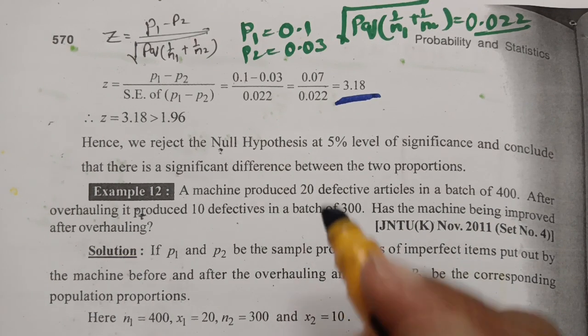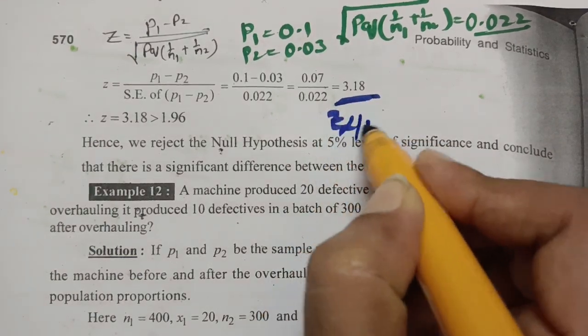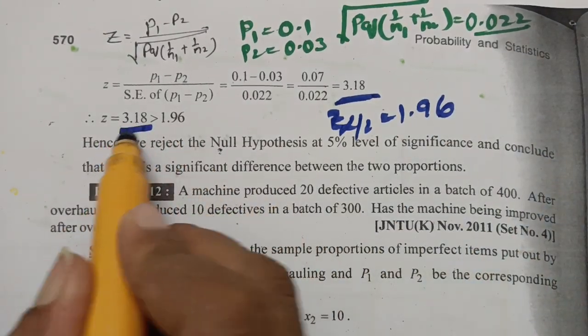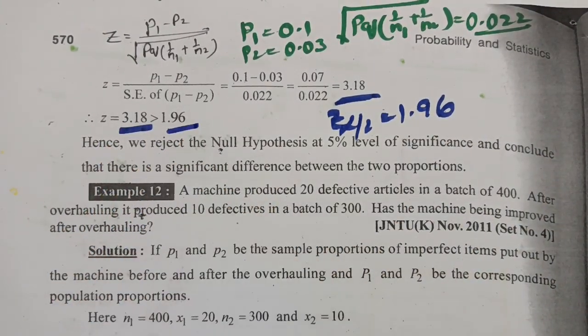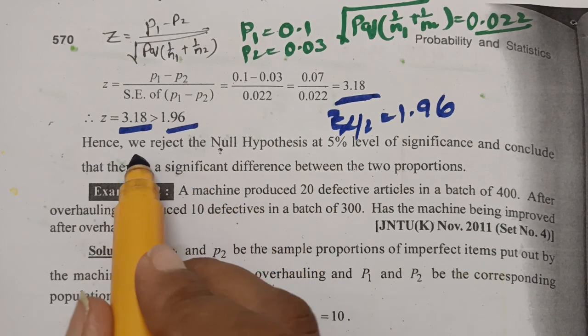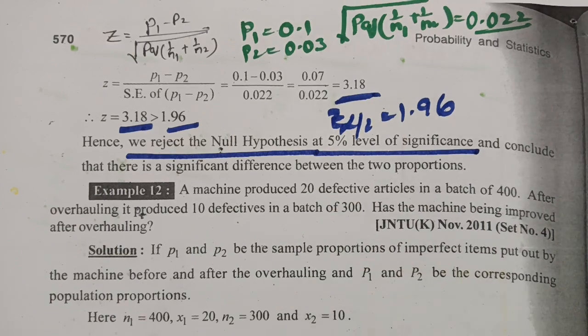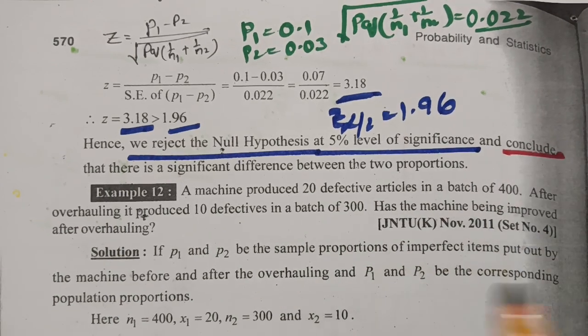So at 5% level of significance, Z alpha by 2 value is equal to 1.96. And here the calculated value is 3.18, which is greater than 1.96. And therefore we reject the null hypothesis at 5% level of significance. And here is the conclusion. What is the conclusion part?